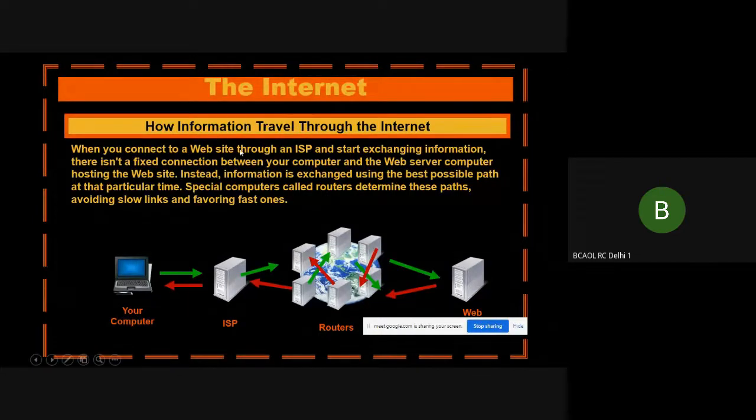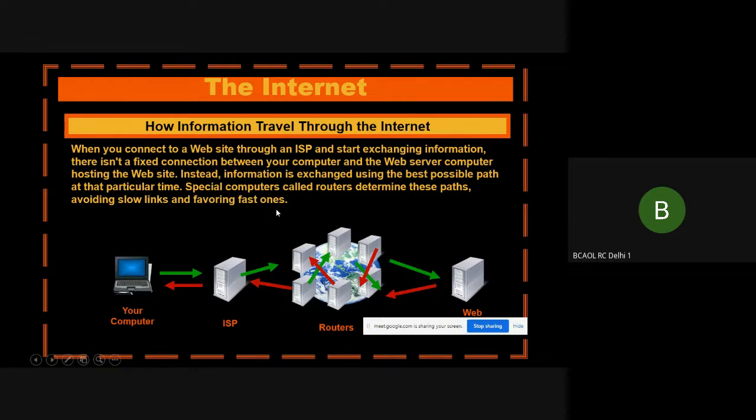When you connect to a website through an ISP and start exchanging information, there isn't a fixed connection between your computer and the web server computer hosting the website. Instead, information is exchanged using the best possible path at that particular time. Special computers called routers determine these paths, avoiding slow links and favoring fast ones.